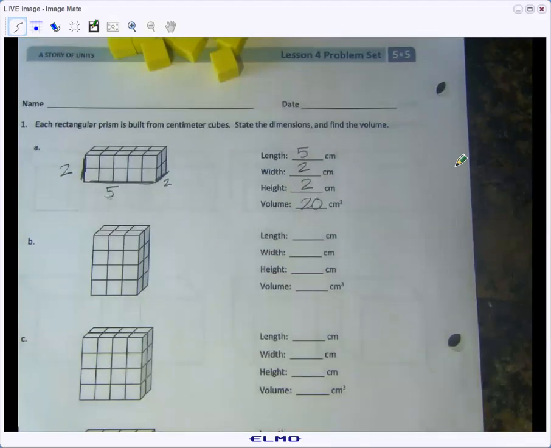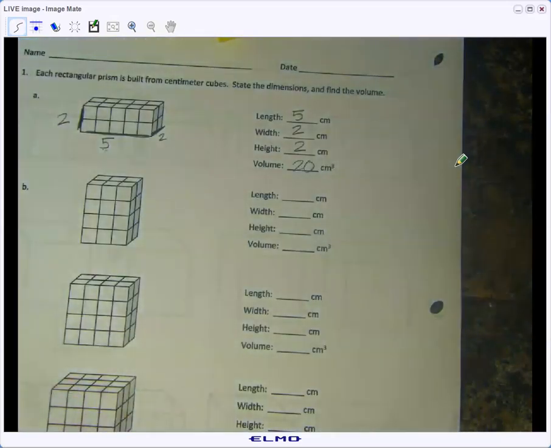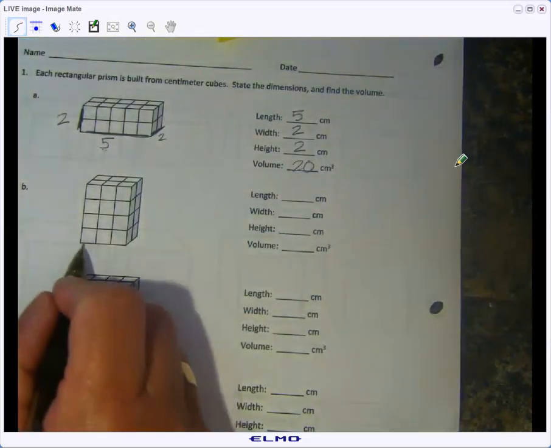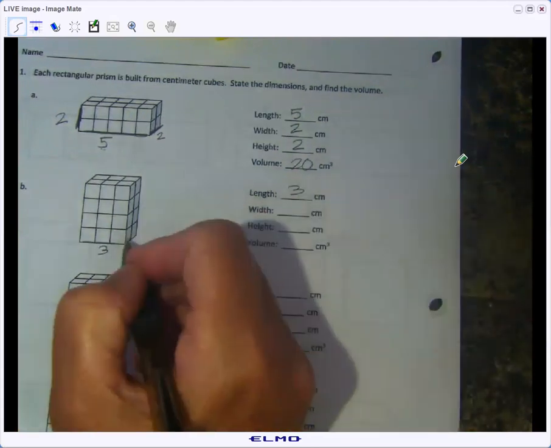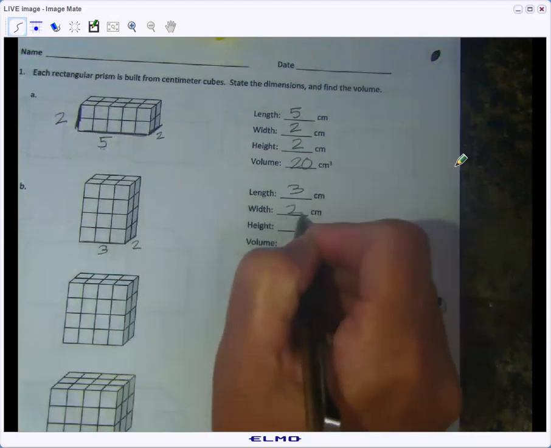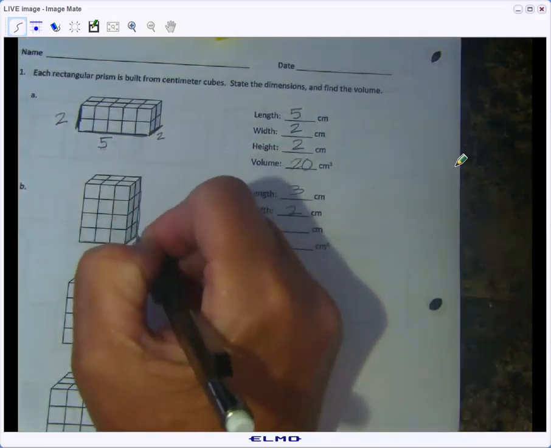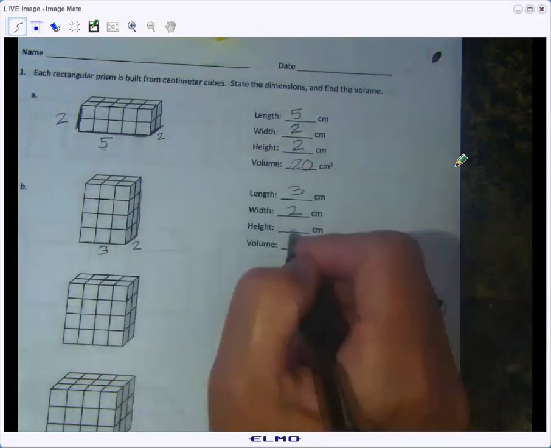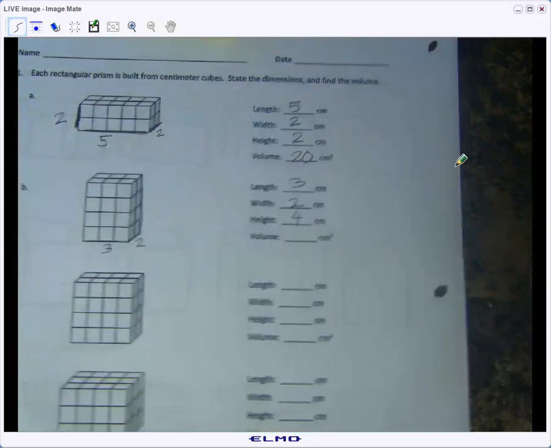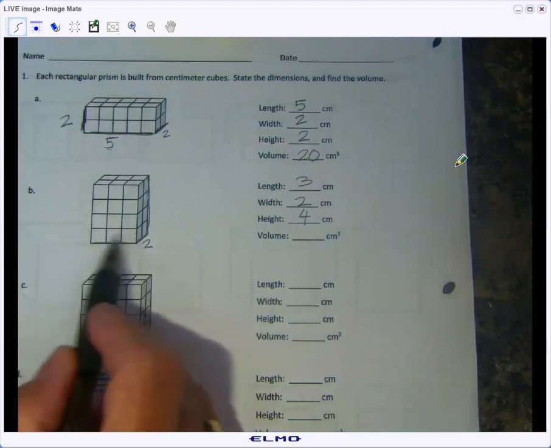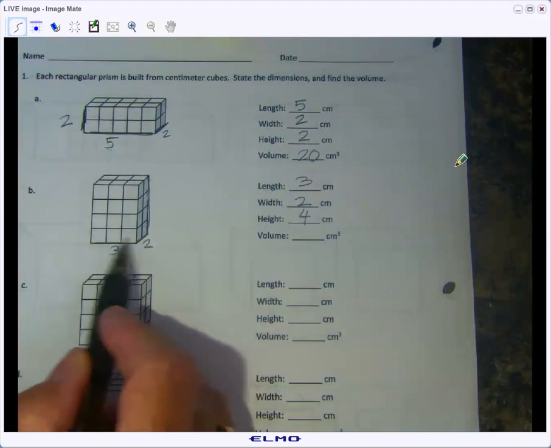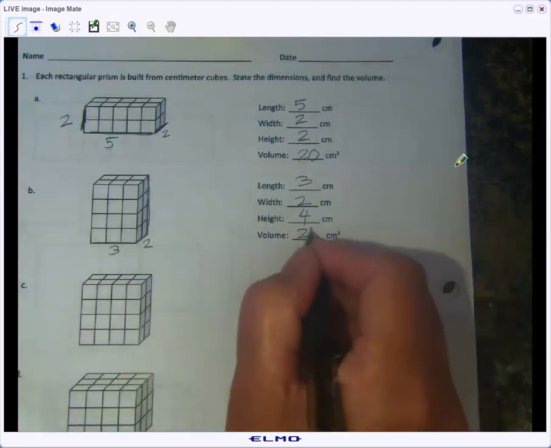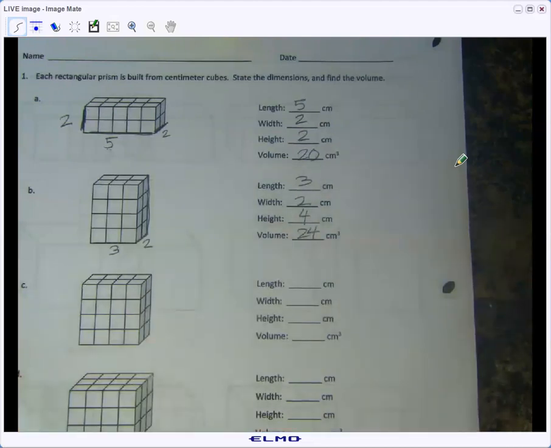Okay? The next one, we'll say this is the length, which is 3. The width would be 2. And the height would be 1, 2, 3, 4. Okay, so to calculate the volume, let's just look at this bottom layer here. That's the way I like to do it. 3 times 2 is 6, so that has a bottom layer of 6, and there are 1, 2, 3, 4 layers, so there's 24 cubic centimeters there.